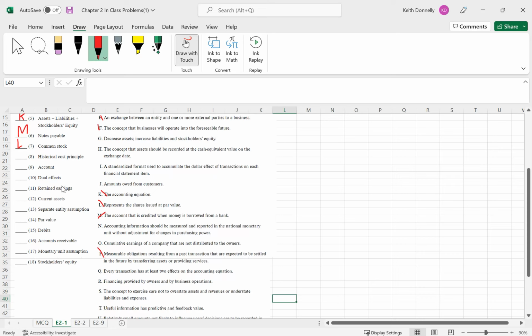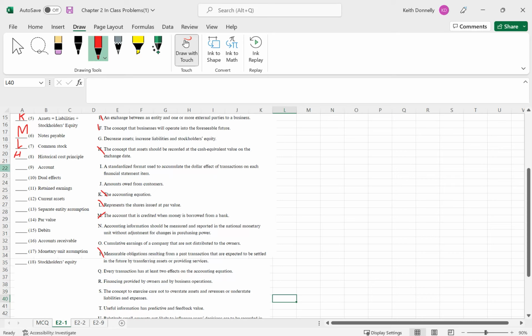8, the historical cost principle. It's going to be H. This one basically says we record things at cost. We put them on the balance sheet at what we paid for them. When we do the journal entries, we do it for what we paid for the item.